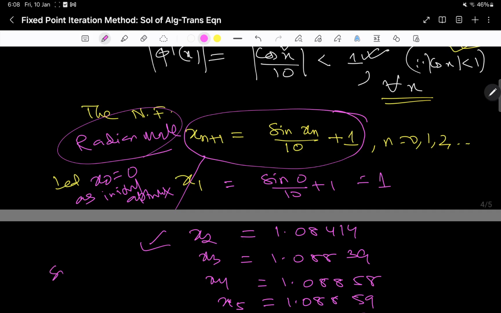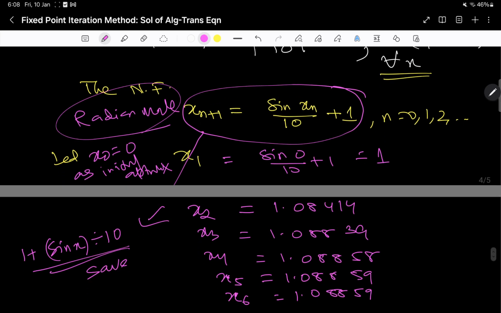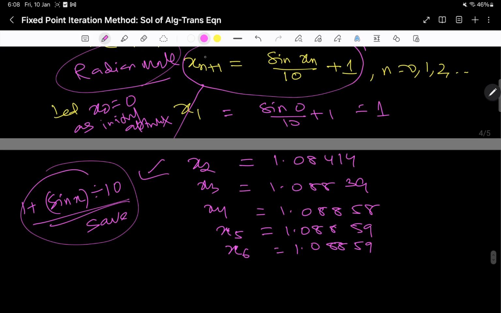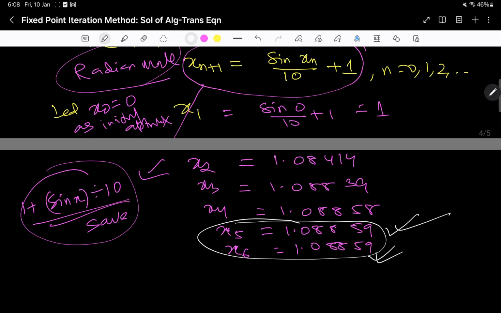You save 1 plus sin x by 10 in the memory of the calculator. Now we see the repetition is up to 5 digit accuracy. These are the same, hence this is my desired root.